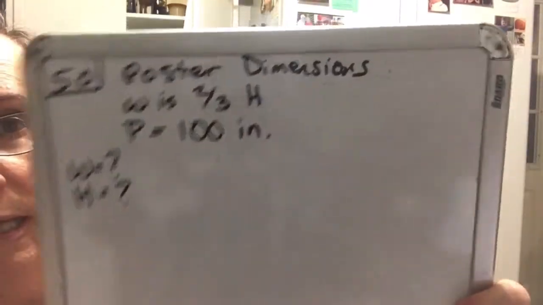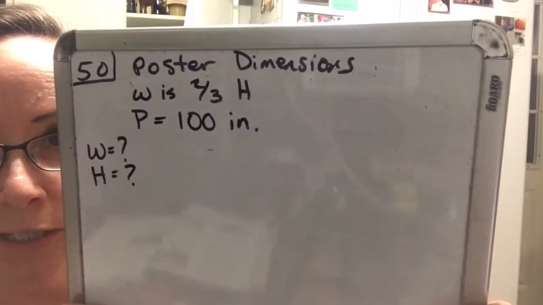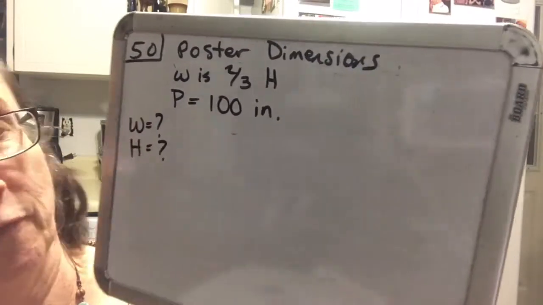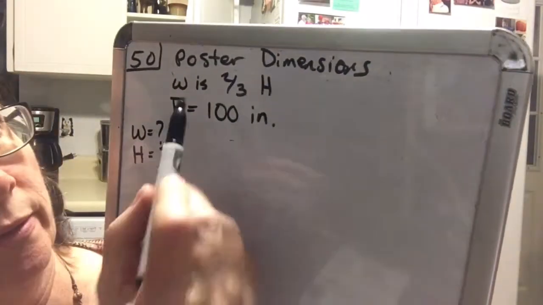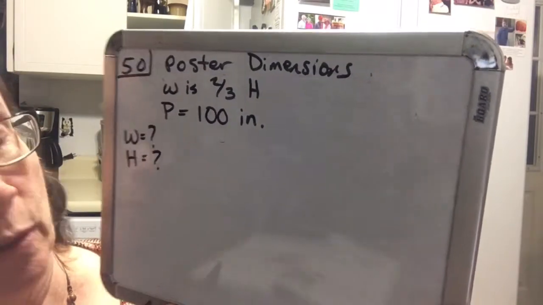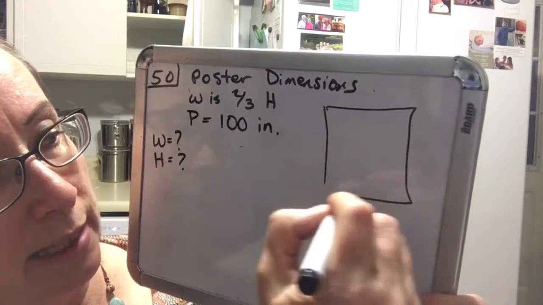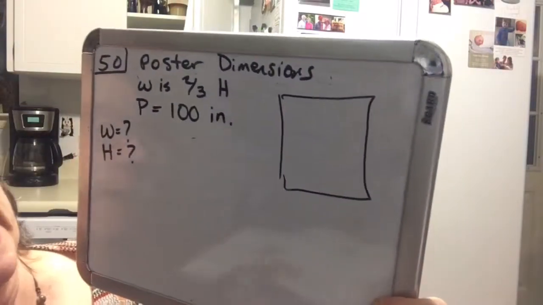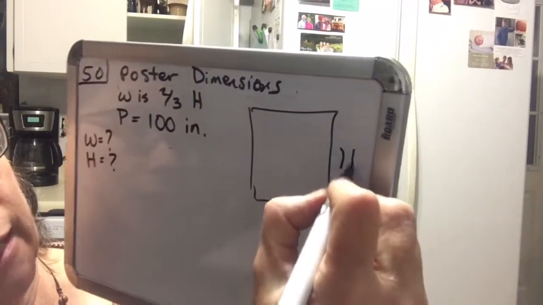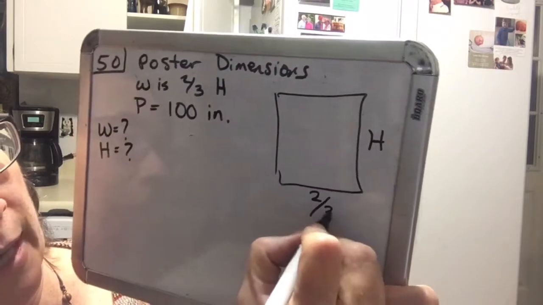Okay, so this one in your book, problem number 50, is poster dimensions. So we're going to take the information in the problem, which was that the width is 2/3 of the height of this poster and the perimeter is 100. So we're just going to draw a little rectangular poster here, and it says the width is 2/3 of the height. So the height, we'll call that one, and the width is 2/3 of the height.